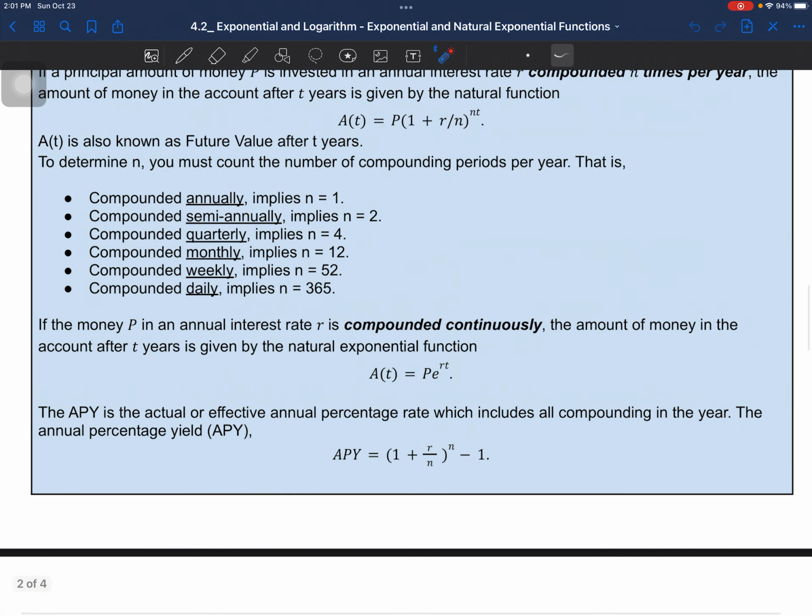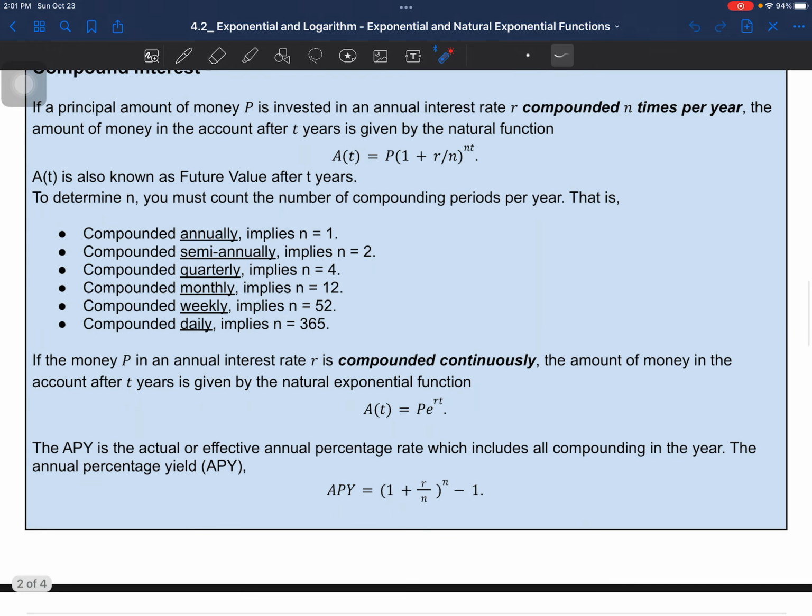So this is how we're going to describe the compound component. If the money P at the annual interest rate R is compounded continuously, you're going to see the word continuously. The amount of money in the account after t years is going to be given by the natural exponential function A(t) equals P times e to the power of R times t. And so that's it, right? So we can clearly see the distinction between both of them. If you're given any of these period labels, you're going to be using this function, because obviously we need an n there. When you're talking about compounding continuously, you don't need an n, because the function will be a natural exponential function.